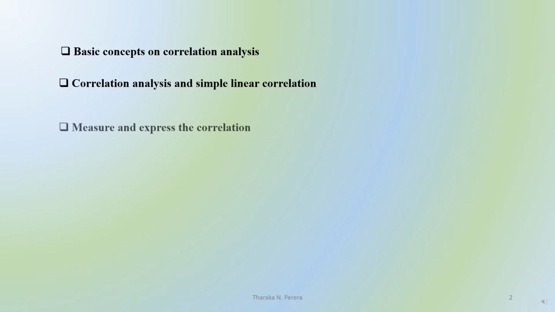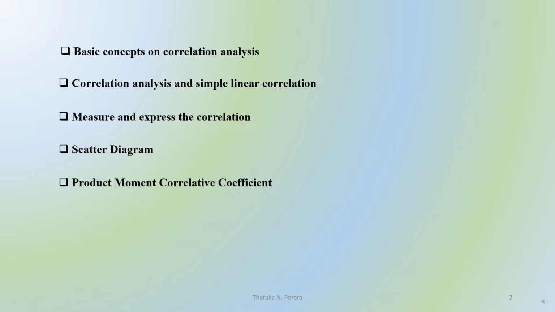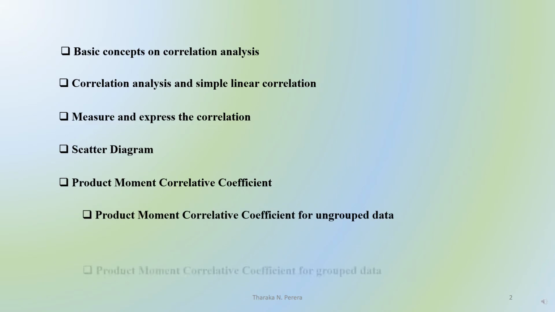First, we will consider the basic concepts of correlation analysis. Then correlation analysis and simple linear correlation. Next, measuring and expressing the correlation. Then the scatter diagram and the product moment correlation coefficient. Finally, we will calculate the product moment correlation coefficient for both grouped and ungrouped data.